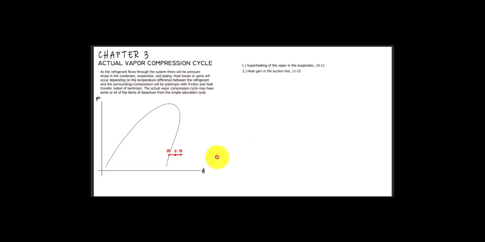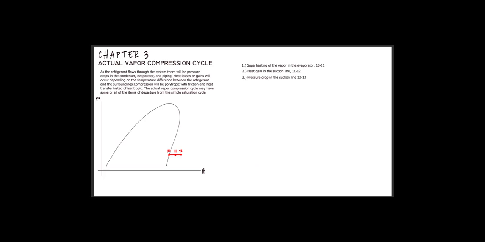Now, for the actual cycle, we have these processes. Process 1 is the superheating in the evaporator, 10 to 11. If I am going to draw the p-h diagram, we have the process starting on the suction of the compressor. So we have the process 10 to 11, which is superheating. Then the next process is the heat gain in the suction line, 11 to 12. So that is the heat gain.